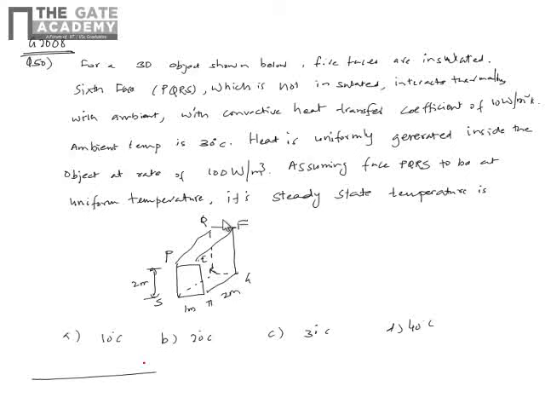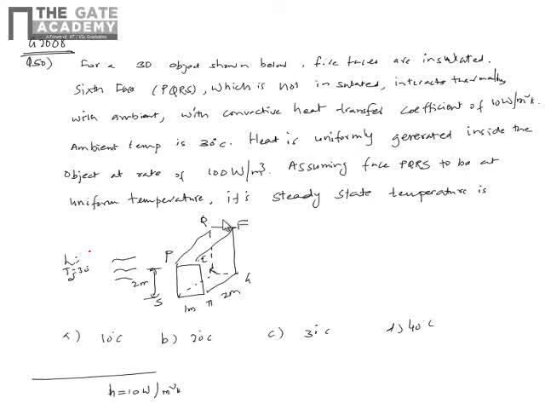So for a 3D object, let's read the question again. 5 faces are insulated. The sixth face, PQRS, is something which is not insulated. That means it can lose heat or gain heat. And this is the surface that interacts thermally with the convective heat transfer coefficient h of 10 watt per meter square. So only this surface PQRS can exchange heat. The ambient is 30, T ambient, and h is also given, and the object is generating heat. Assuming the face to be at a uniform temperature, its steady state temperature.